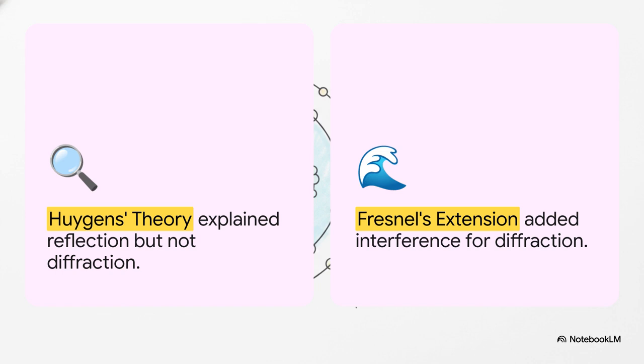That is, until Augustin Jean Fresnel stepped in to extend Huygens' idea. Fresnel added this crucial concept of interaction. He realized that these secondary wavelets don't just expand in total isolation. They actually crash into each other, overlapping and interfering. And that perfectly explained the complex, oscillating patterns we see in diffraction.